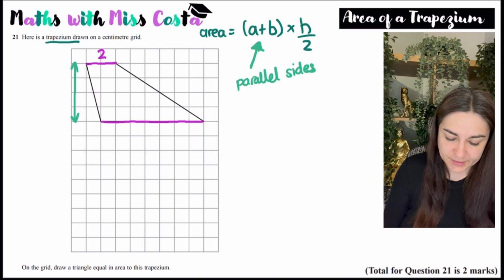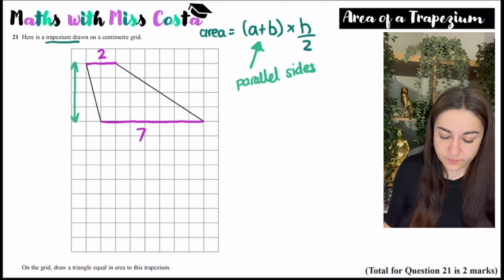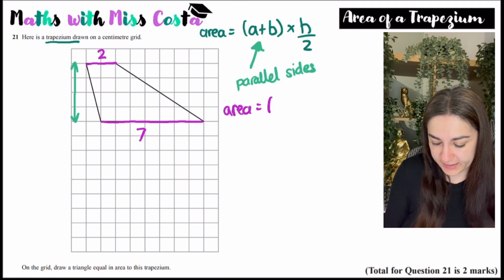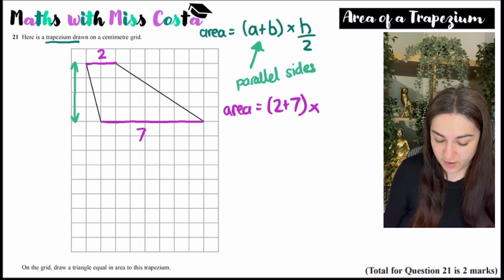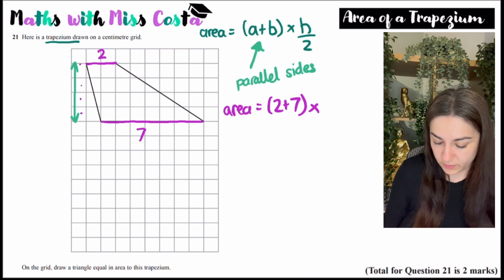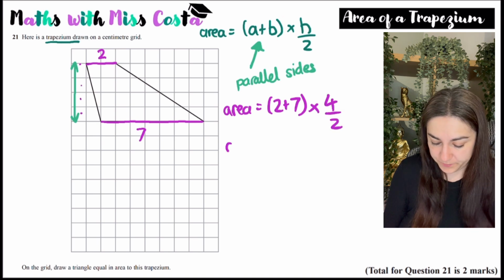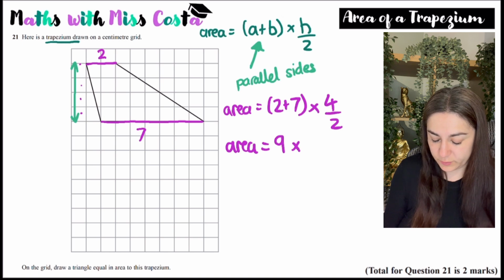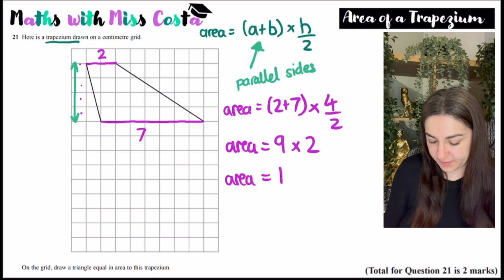So I've got my value of a and b. So I know the area of the trapezium is going to be (a plus b), 2 plus 7, times by half of the height. So what's the height? Well, that's 1, 2, 3, 4. So 4 divided by 2. So let's simplify that. 2 plus 7 is 9. 4 divided by 2 is 2. So therefore the area of the trapezium is 18 centimetres squared.